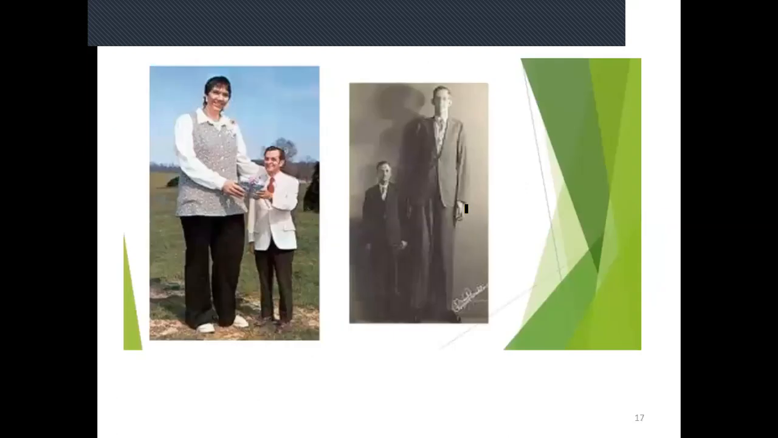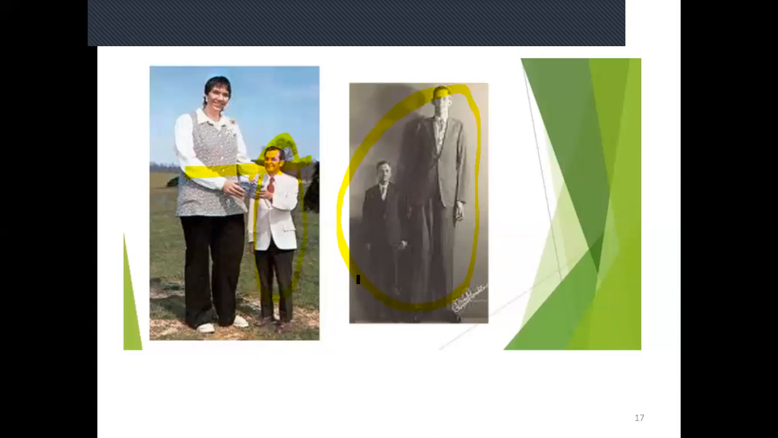So this is how you actually look like. So this is a normal individual. So this is a normal individual. Have you seen the difference? If you see this kind of people, this is really extremely long.